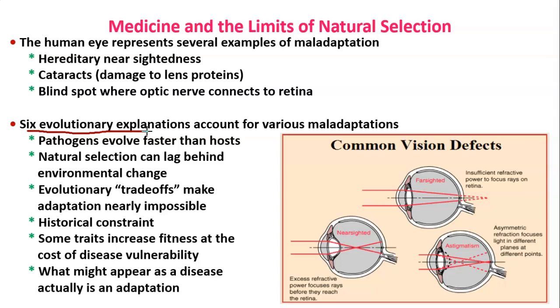A turtle, for example: a turtle shell is a great adaptation for protecting it from potential predators, but it obviously slows the animal down, or if it's flipped upside down, it's vulnerable to dying. So, trade-offs. Then there's historical constraint, which means that we are trapped by our evolutionary history.